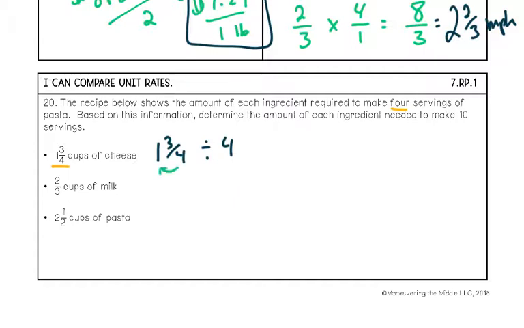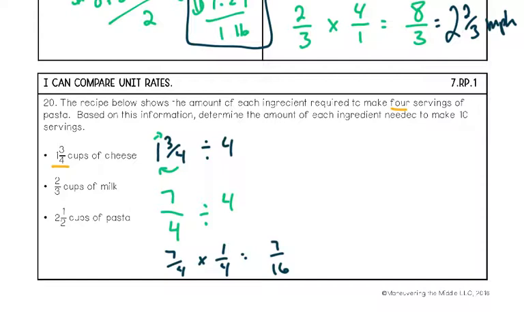So 4 times 1 is 4, plus the 3 on top is 7. So my mixed number turns into the improper fraction 7/4 divided by 4. I never divide fractions. I always multiply by the reciprocal. So I'm going to rewrite this by using the keep, change, flip method. So keep the 7/4, change the divide to a times, and then instead of 4, this will be 1/4. I multiply straight across, so 7/16 is the unit rate for the amount of cups of cheese per 1 serving.